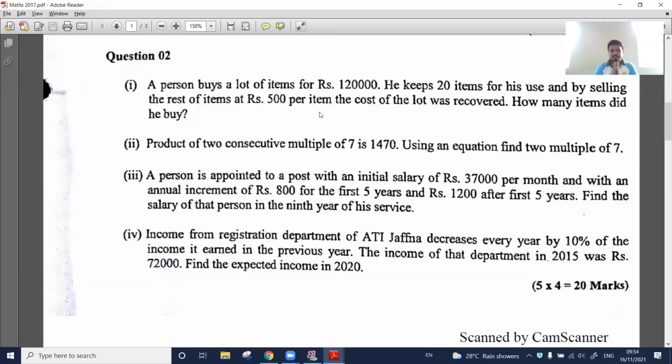Is it a geometric progression? Can we identify any common ratio here? I don't think so. Yes, there is a pattern. In the first year, monthly salary is 37,000. Then in the next year, monthly salary is 37,800. In the third year, monthly salary is 38,400. Likewise, there is a pattern.